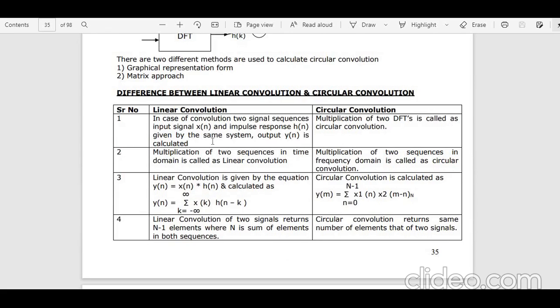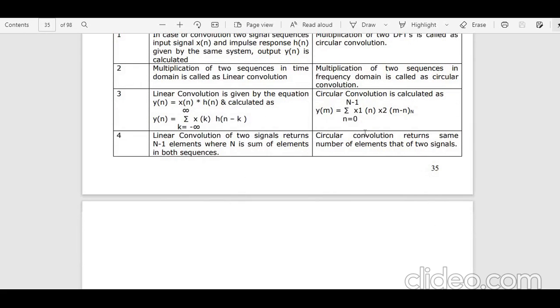Linear convolution is just to find the convolution of the sequences, and it is a multiplication of two sequences in the time domain. One must be an impulse response, whereas circular convolution is for multiplication of two sequences which should be circularly convolved. Linear convolution is always in the time domain, and circular convolution is in the frequency domain. The formulas for both are here.